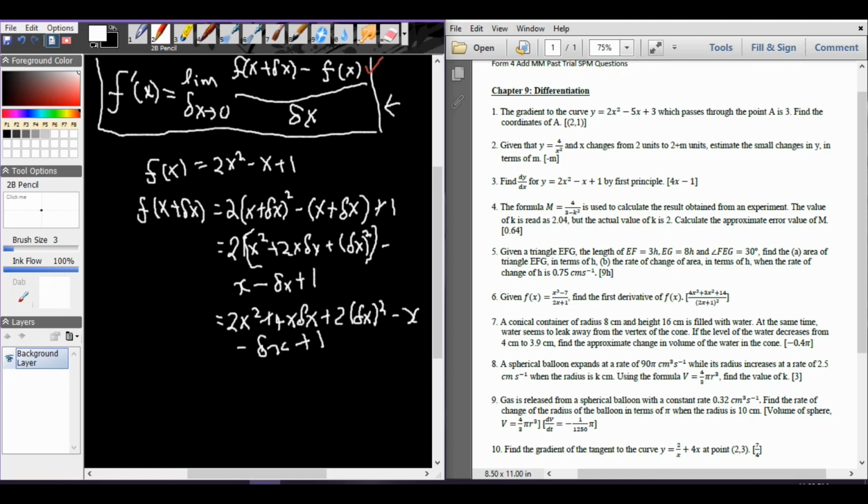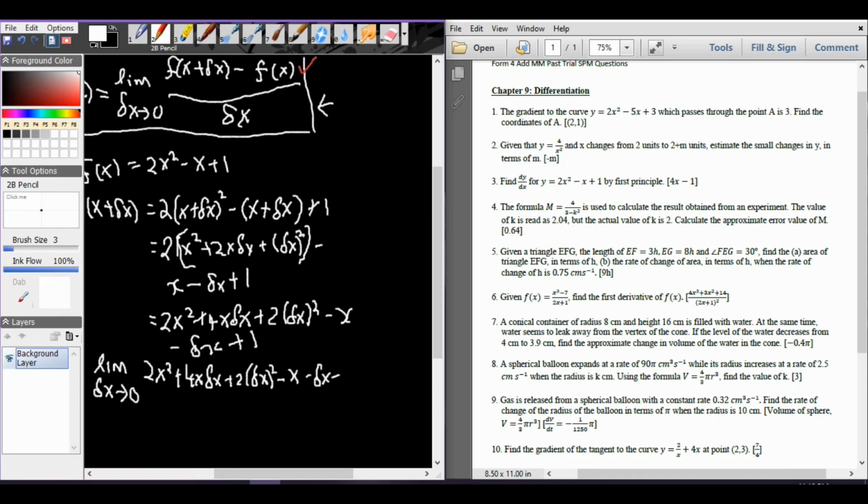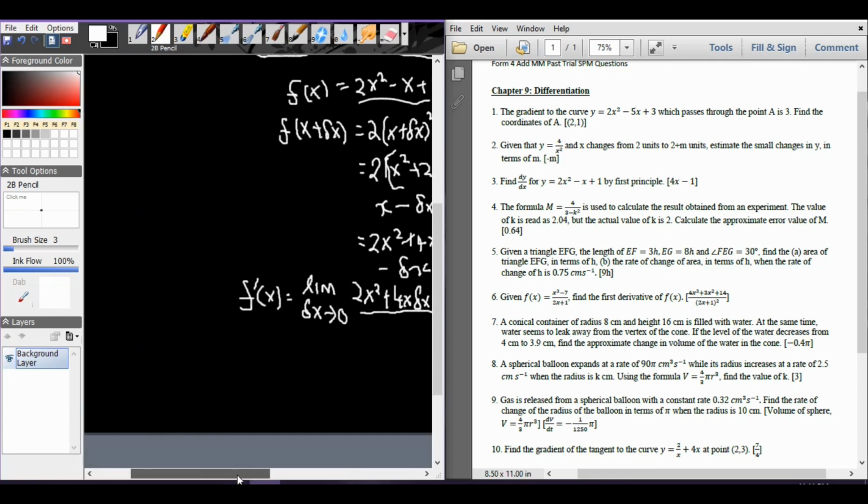This formula: f prime x equals limit delta x to 0, f of x plus delta x is this. So just copy down: 2x squared plus 4x delta x plus 2 delta x squared minus x minus delta x plus 1, and minus f of x. f of x is this one, so minus 2x squared minus negative x, so you have positive x, minus 1, over delta x. We have to simplify this whole thing.